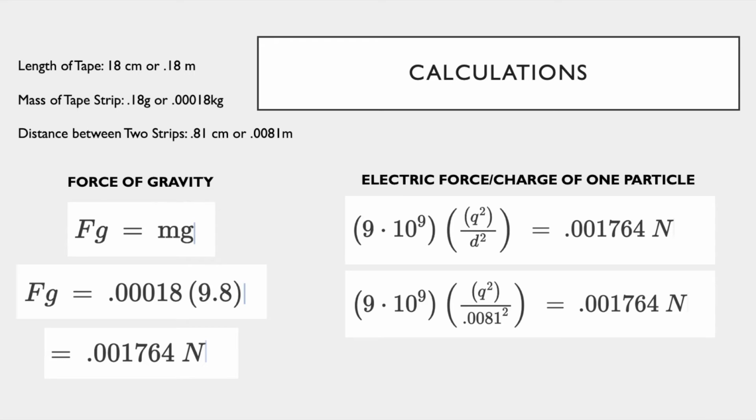Below this, we have the calculations for gravity, and because it is very close to the Earth, it is simply equal to mg. Thus, it is equal to 0.001764 newtons. At the same time, because we know that the electric force is equal to the force of gravity due to the tape floating, being in equilibrium, or having a net force of 0, we have the electric force of the tape also being equal to 0.001764 newtons.